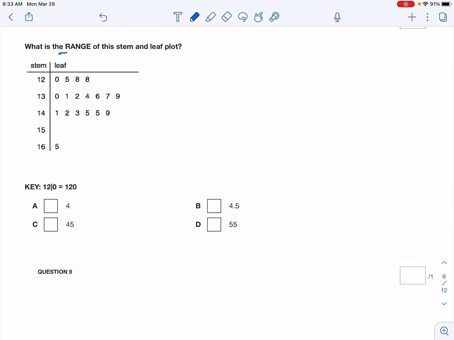Here we're looking for the range. Our key is showing us our biggest number is 165. My smallest is 120. So when I subtract, there's a range of 45.